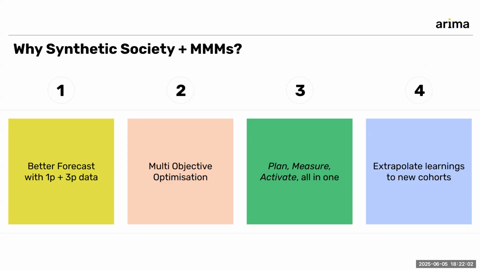The second reason why you should consider adding synthetic data to your MMMs is it enables multi-objective optimization. If you develop an MMM, depending on what your objective is for your MMM, whether that's sales or whether that's brand index, whether that's, I don't know, the number of new customers, your MMM is going to be optimized based on that objective. And sure, you can build multiple MMMs to optimize against multiple metrics, but there are some things that you simply can't do with just MMM data.